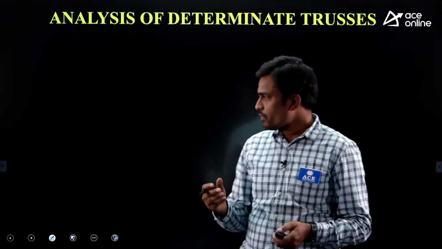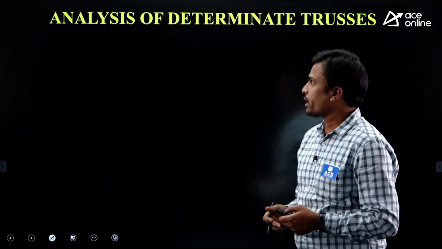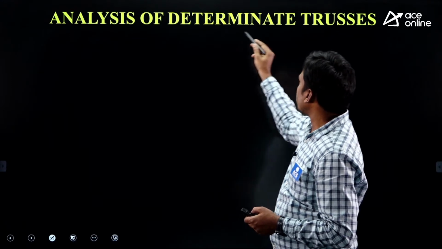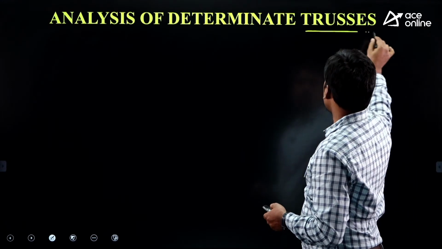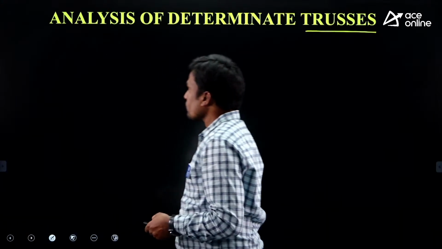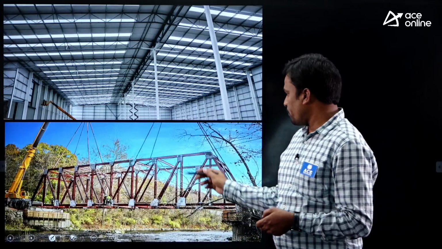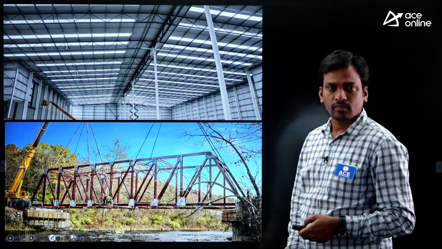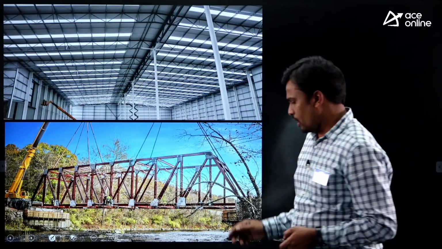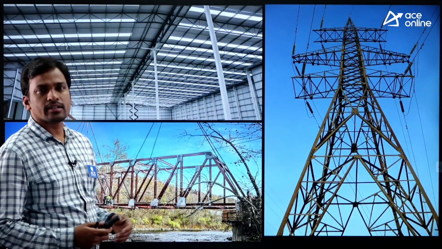Here, first I'll show the practical examples for trusses. I'm going to discuss analysis of determinate trusses, only trusses. So this is the industrial building, nothing but a truss only. And here is a bridge truss. This is a practical example. And one more is a transmission tower. So this is also a truss.